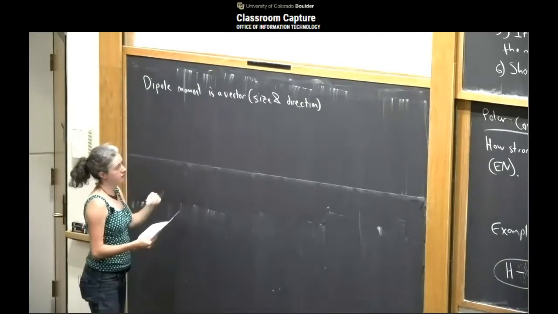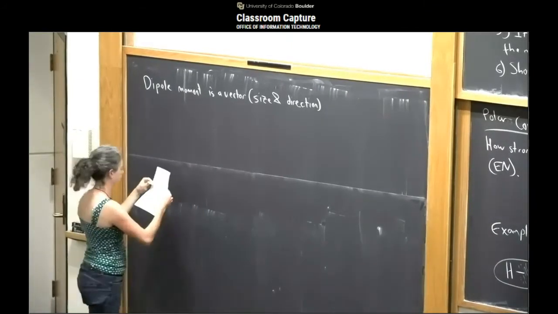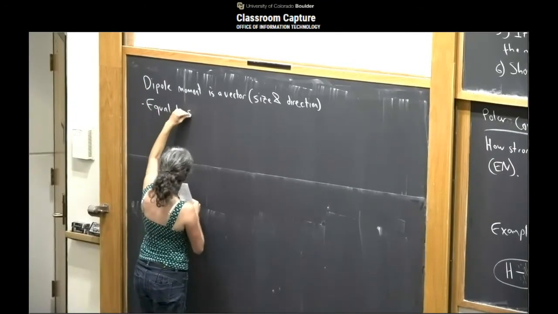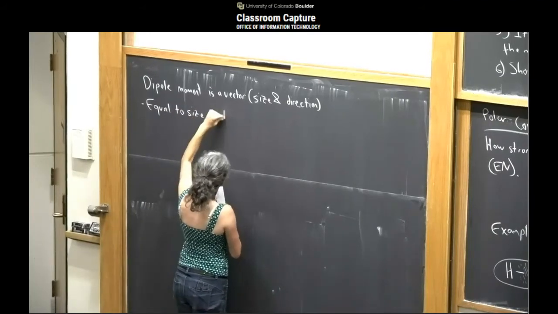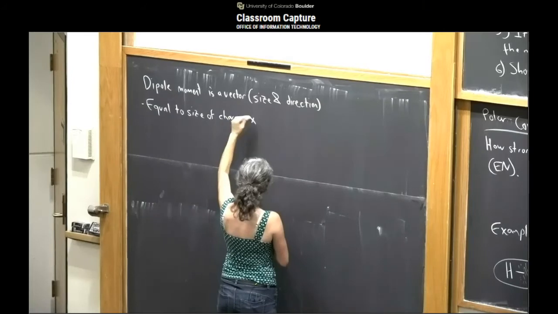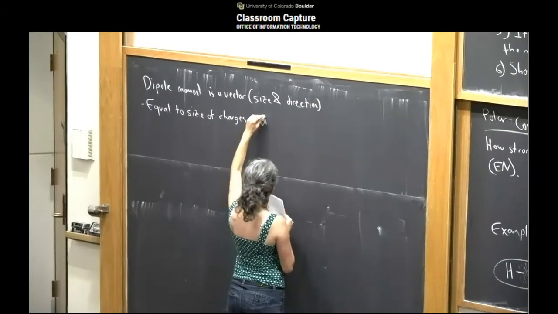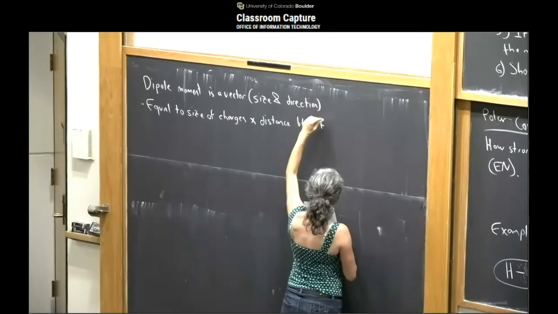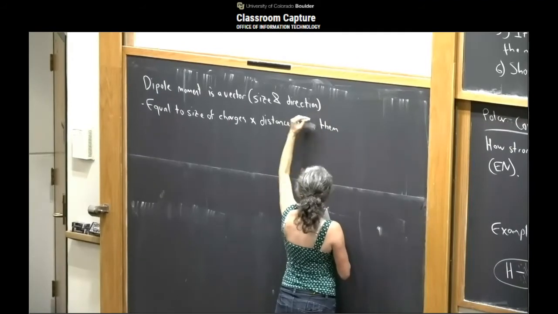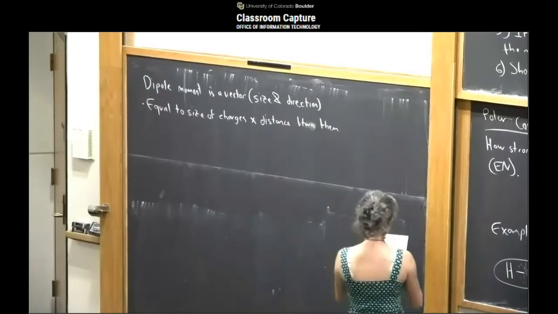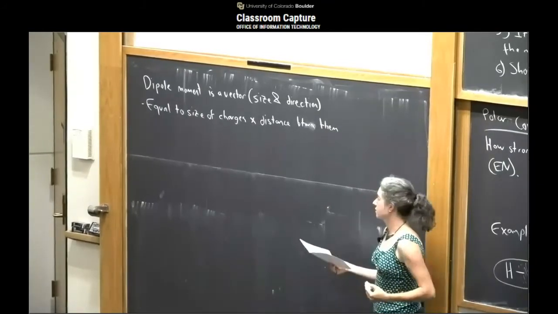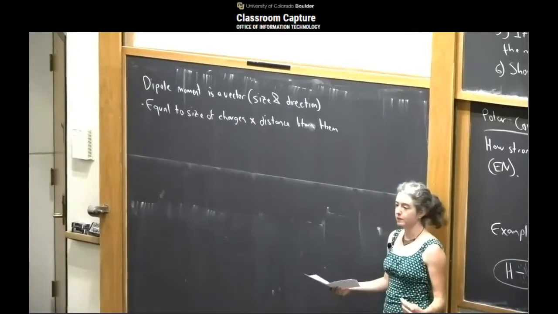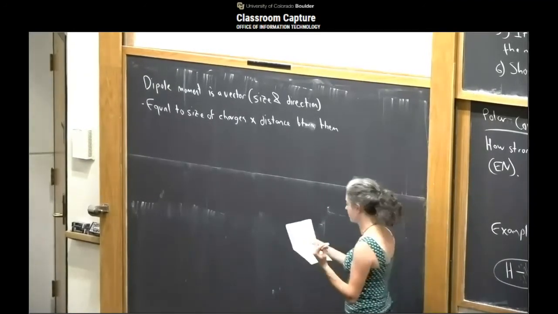So this is pretty much just describing the amount of polarization. It's equal to the size of charges times the distance between them. In other words, you can actually get the same size of dipole either by having a longer bond, so bigger separation of charges, or by just having bigger charges.